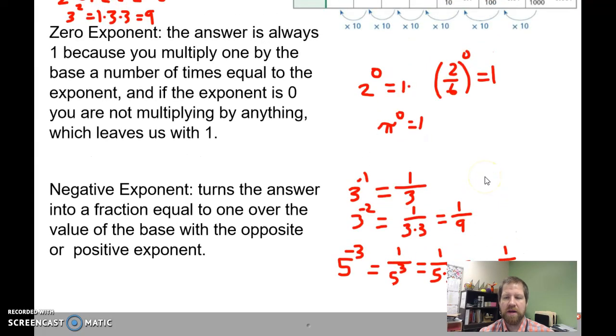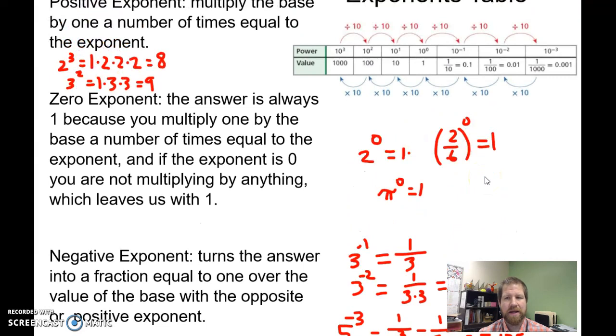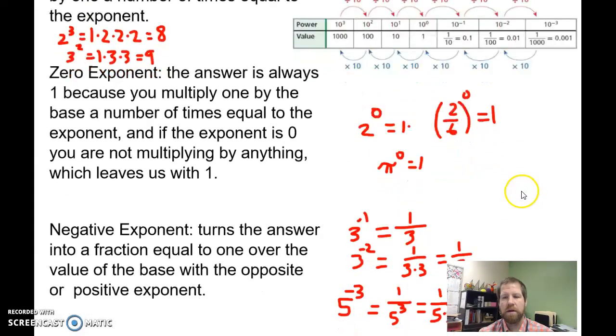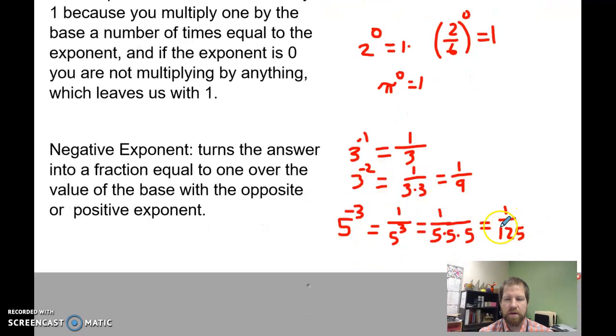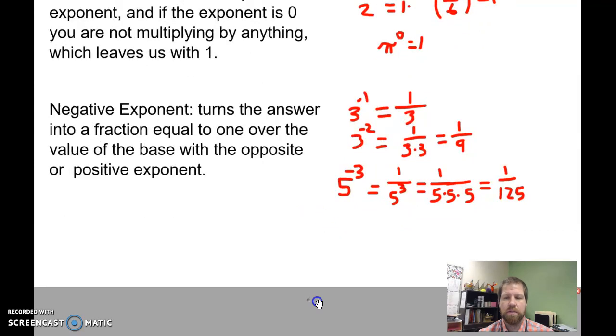When you have a negative base, that can sometimes throw people off. Keep in mind, your negative exponent will not make your answer negative. If your original base is positive, your answer is always going to be positive. It might be a really small fraction, but it's always going to be positive. If your base is negative, then you might end up with a negative answer, but only if your exponent is odd.